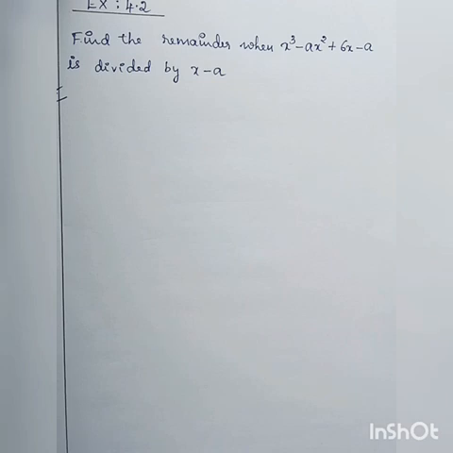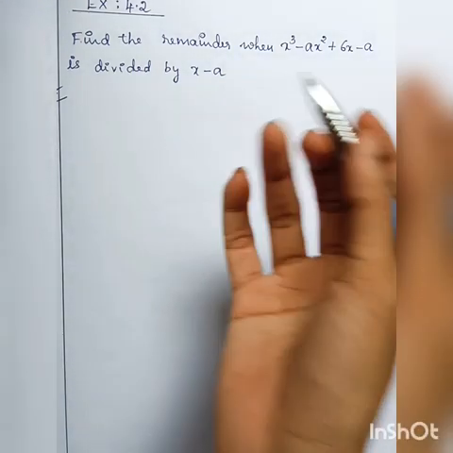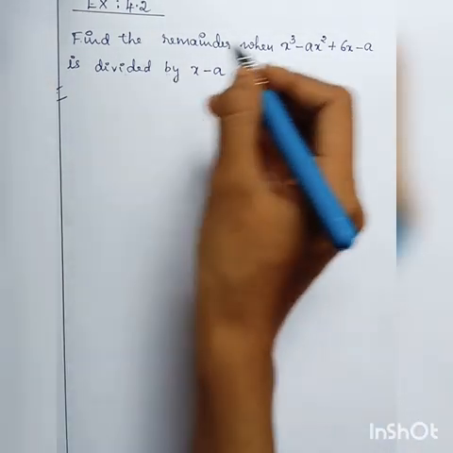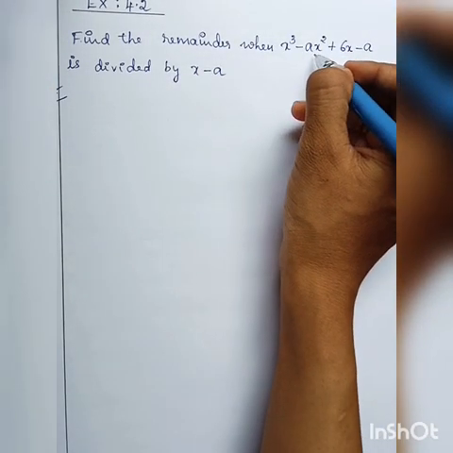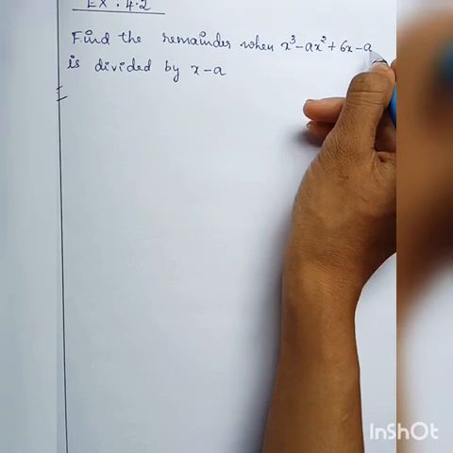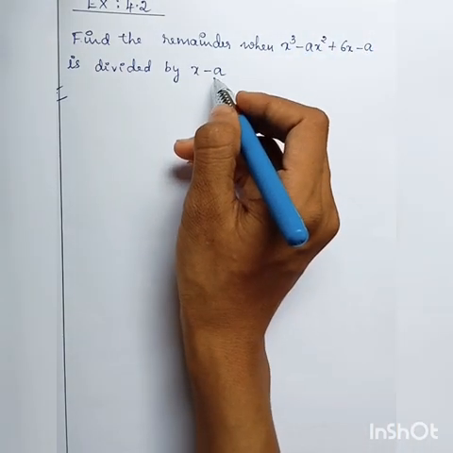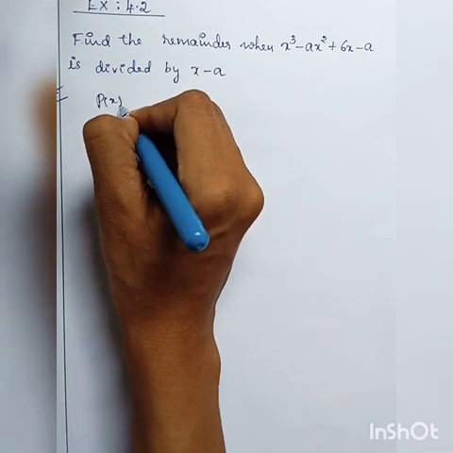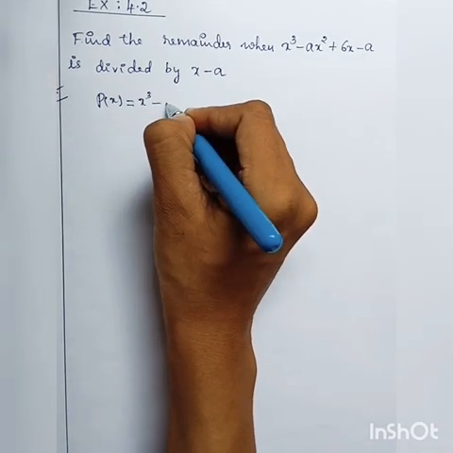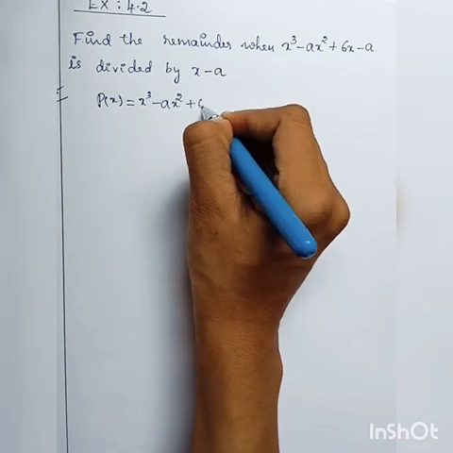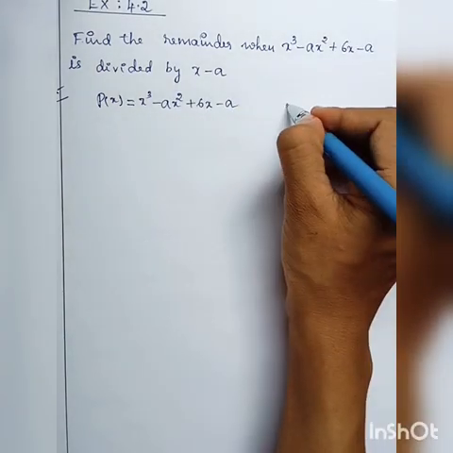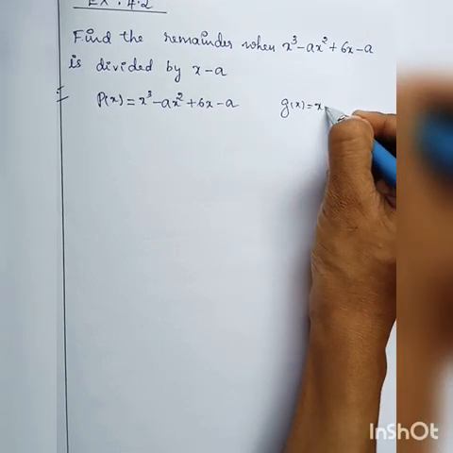Exercise 4.2, under the second row, find the remainder when x cube minus ax square plus 6x minus a is divided by x minus a. Here they have given p of x, and we have to use the remainder theorem. So p of x is the dividend, x cube minus ax square plus 6x minus a, and the divisor is x minus a. So p of x is equal to x cube minus ax square plus 6x minus a, and g of x is equal to x minus a.